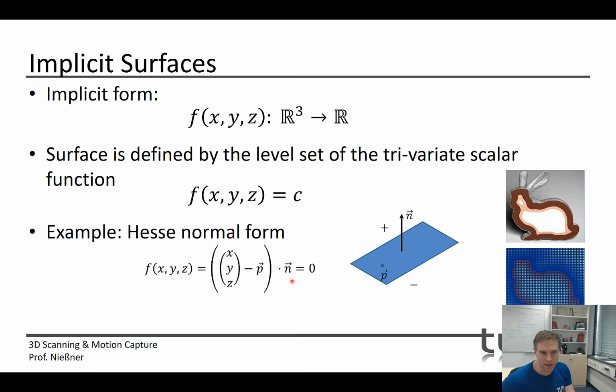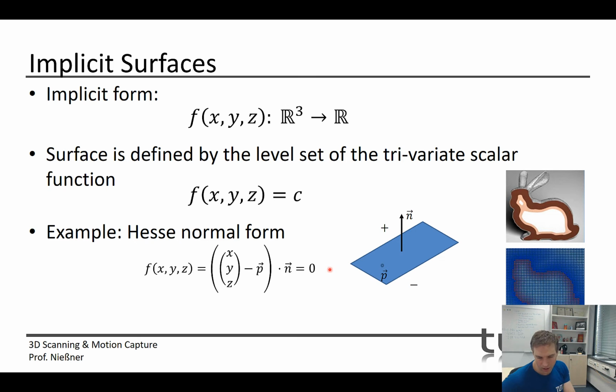In that case, if we're doing a representation like this one, if you think about it, this f here has negative and positive values. If this function is negative, you're underneath. If this is positive, you're on top. And if it's 0, then you're on the surface. This is how the plane here would be defined.